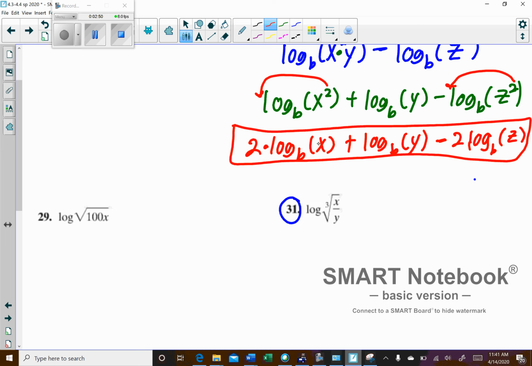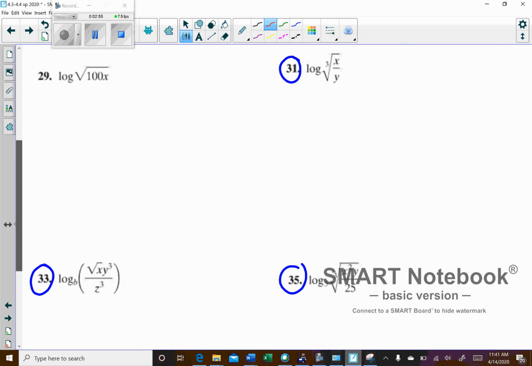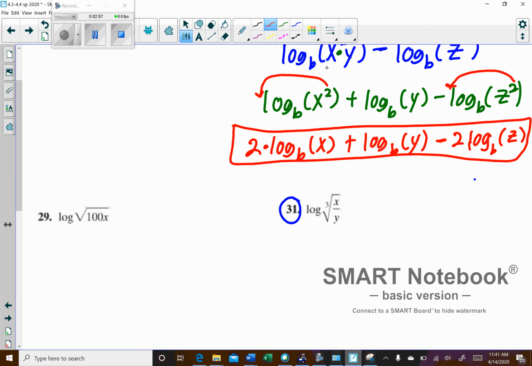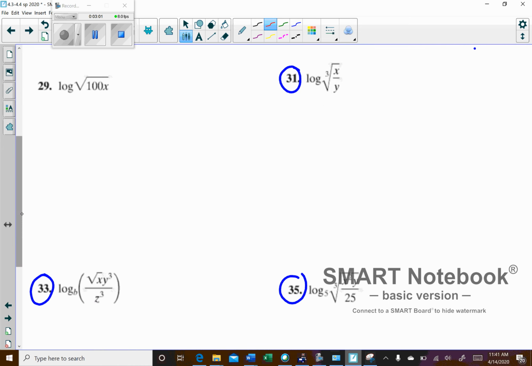Okay, let's try 31 now. What I want you to notice here is that cube root is applying to the whole thing, to the x and the y. So we'll go ahead and rewrite that as an exponent. It's going to be log of x over y raised to the 1/3 power. That's the same thing as taking the cube root. Now that 1/3 is applying to both of these.